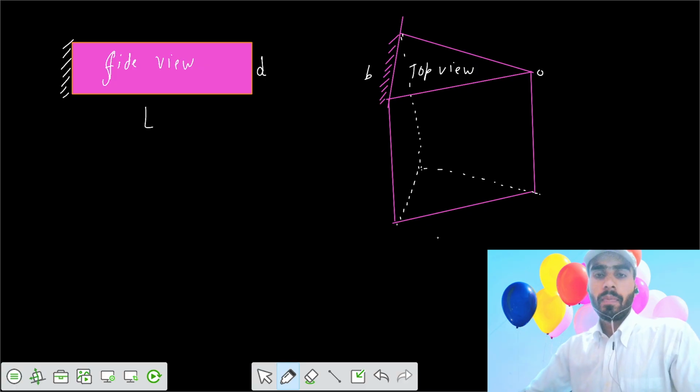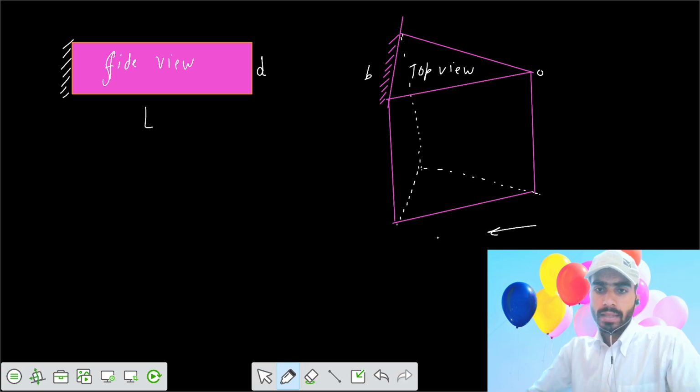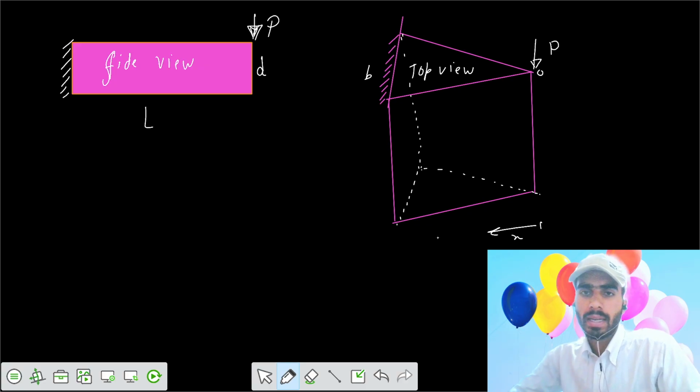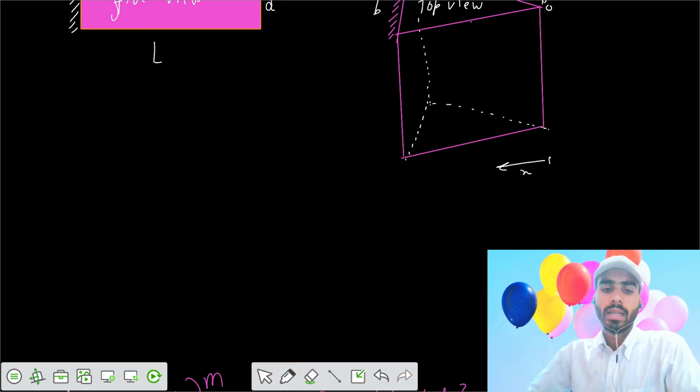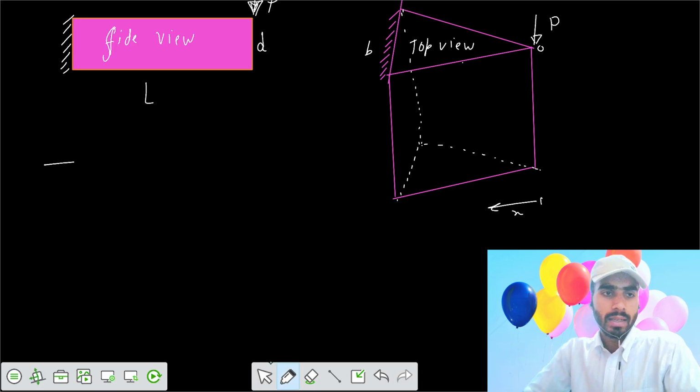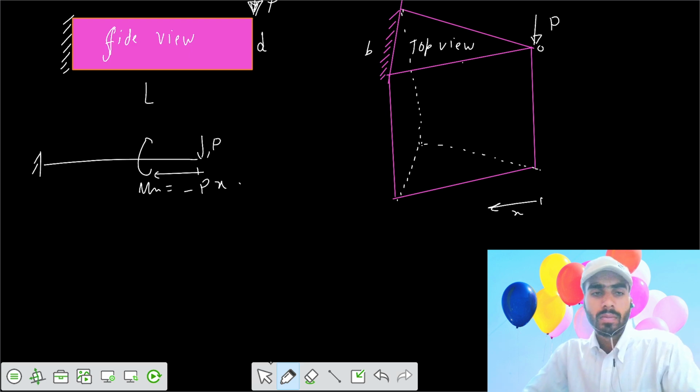So this is a beam. If you cut at any section x, there is a point load P acting at the free end. If you want to find the value of moment at any x, that's easy. With the point load acting here, the moment at any x equals minus P times x. That's okay, moment at any x is minus Px.